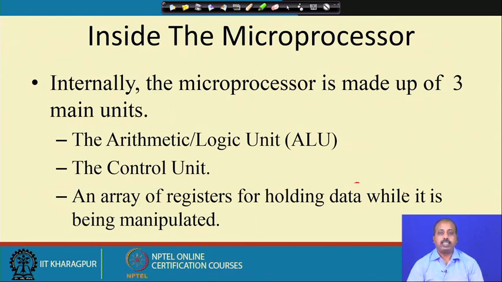Now, if we look inside the microprocessor, in the architecture portion of our lecture, we have seen that any processor is made up of 3 main units. The same is true for microprocessors. One of them is the ALU, the arithmetic logic unit. Another is the control unit that controls the operation of all other parts of the microprocessor, and we have an array of registers for holding data while it is being manipulated. So, we have this ALU, control unit and the registers. Now, these registers may be of different types that we will see slowly.